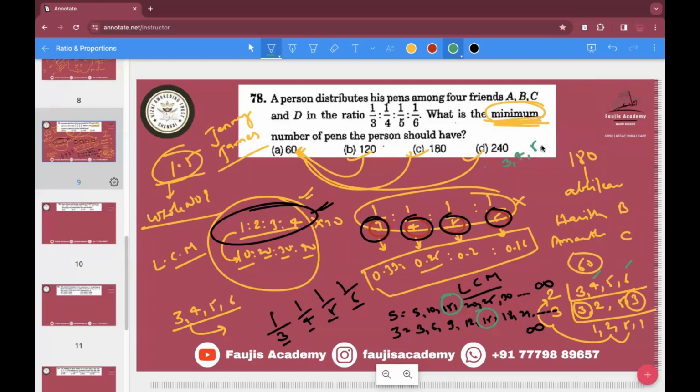Harishti, the LCM of 3, 4, 5, and 6 is how much? If you do it something like this, 3, 6, 9, 12, and then 4, 8, 12, 16, 5, 10, 15, 20, and 6, 12, 18, 24, you will reach a number called 60, which will be the lowest common multiple. Yes, sir. Right, Harishri?